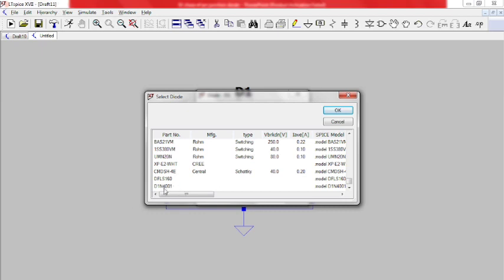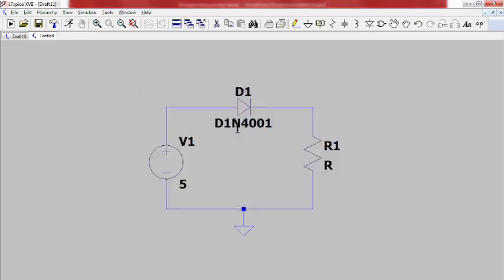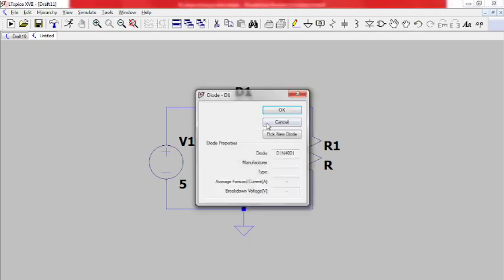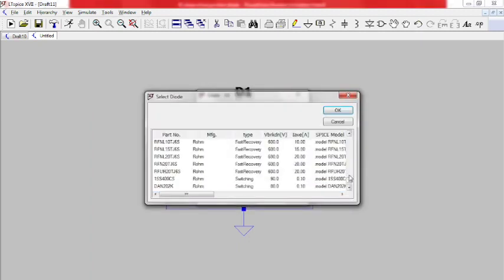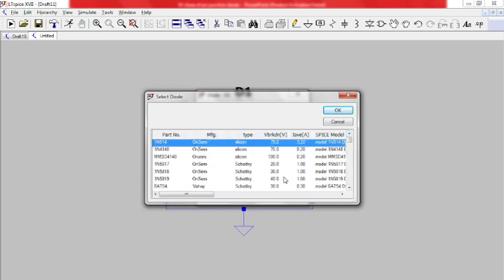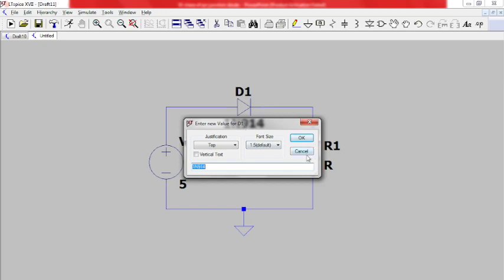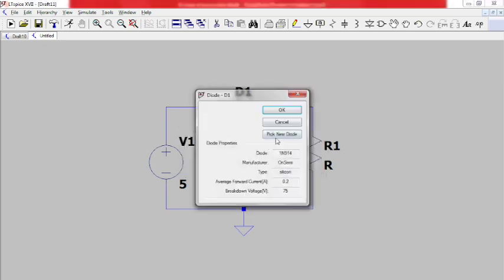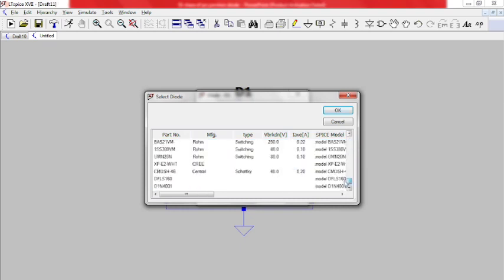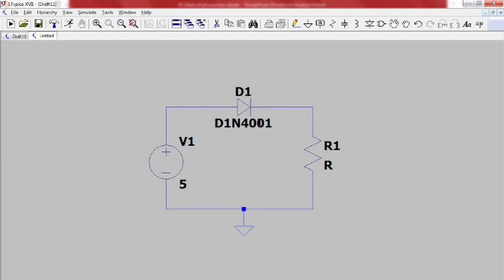Here I am selecting the 1N4001. Just click on it. Okay. Similarly, we can change the diode also. You can select any diode. In my case, I am selecting the 1N4001. How to add 1N4001 in your LTspice?